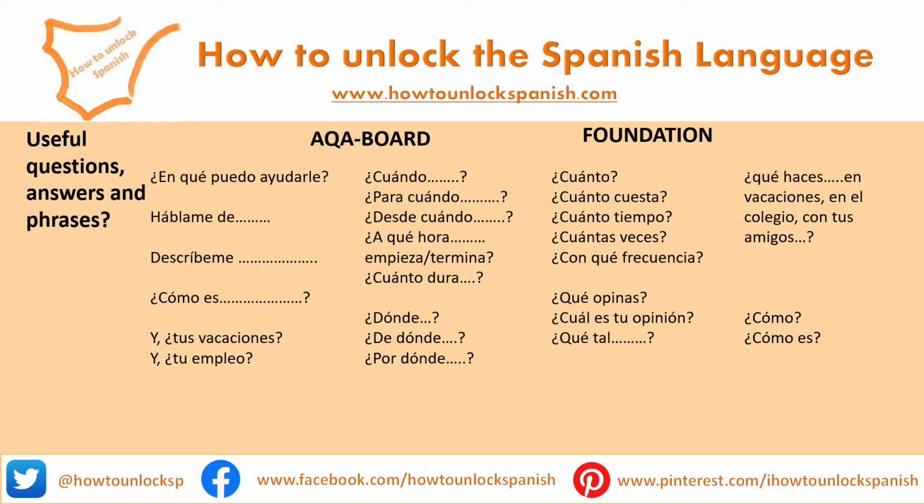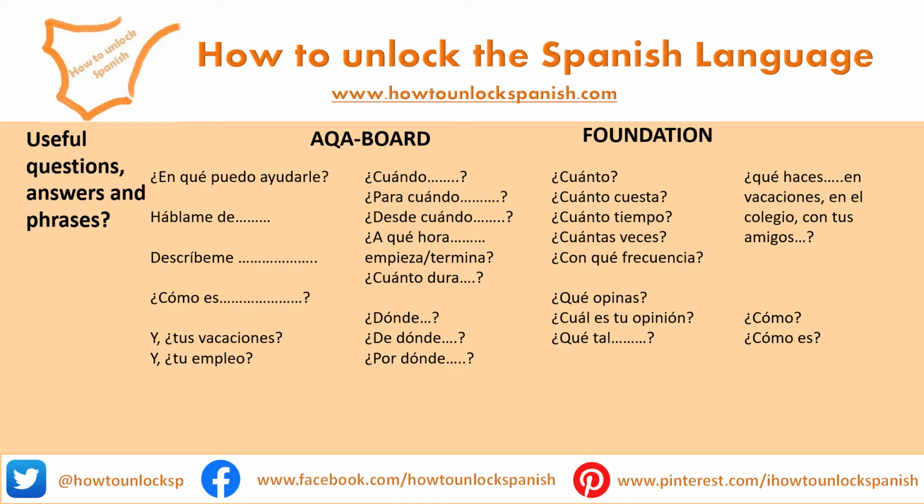¿Cuánto tiempo? How long? ¿Cuántas veces? How many times? ¿Con qué frecuencia? How frequently? ¿Cuántas veces? Or, ¿con qué frecuencia? You may answer 2 veces a la semana, 2 times per week.